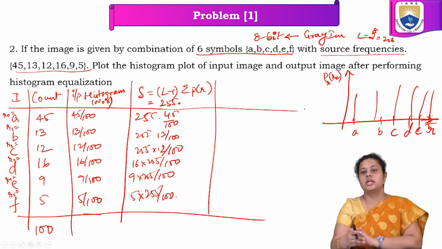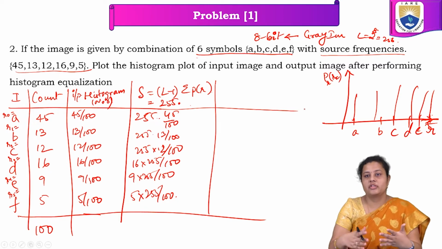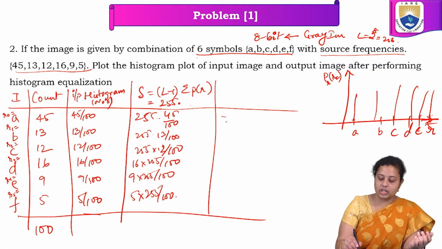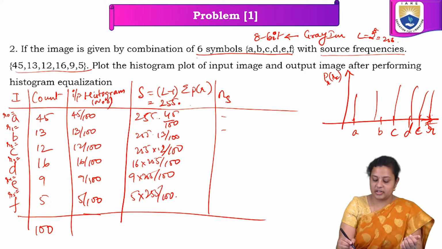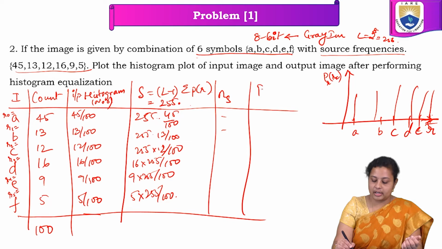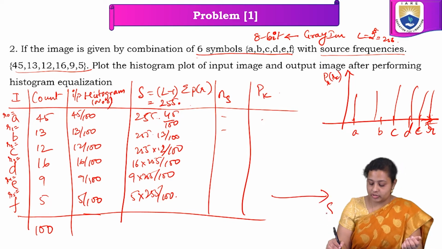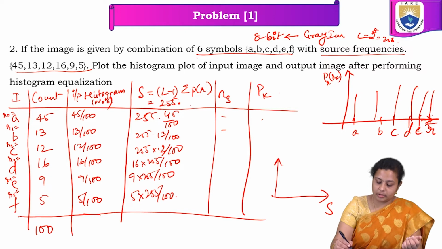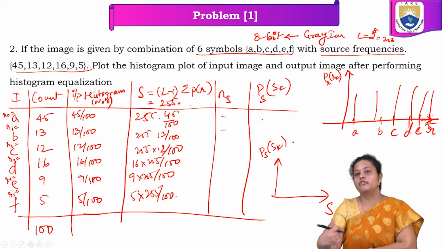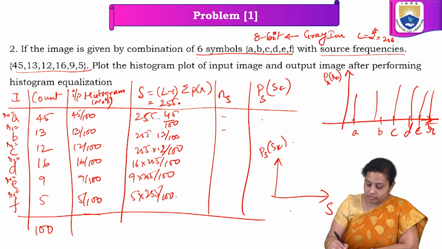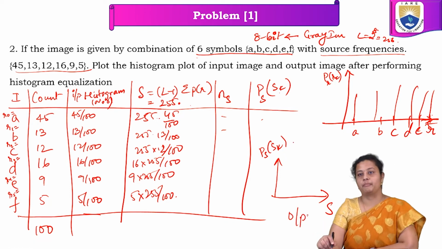Then I count the values which have the same intensity values. From there again, I will calculate my probability and plot it here. So this is with respect to S, and this is equal to my probability of Sk. So this will give you my probability, or this will give you my output histogram, right?